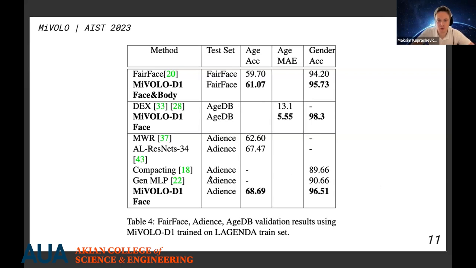You can see, for example, for ADNs, a quite old data set, here is the previous state of the art for gender. And you can see that the margin gap is really significant for our model. And that's amazing because it proves the really good generalization power of our model.